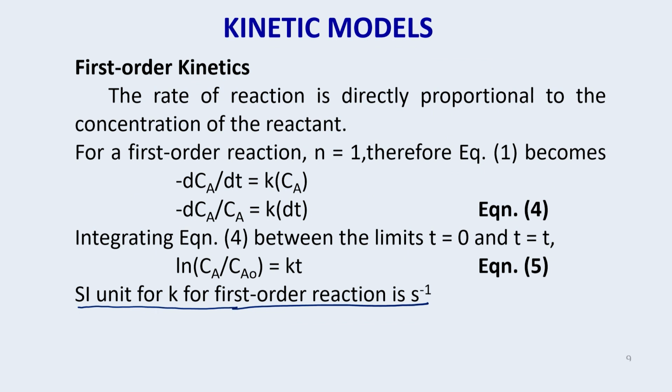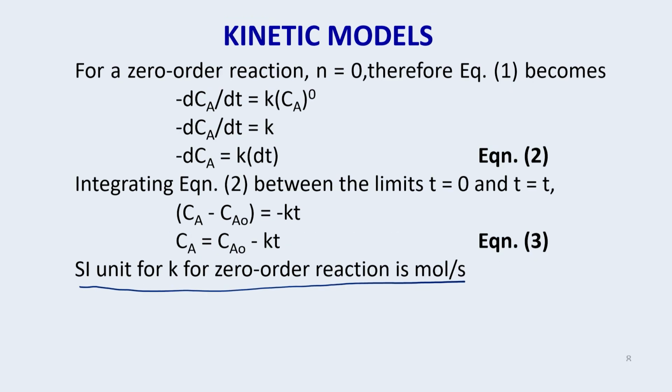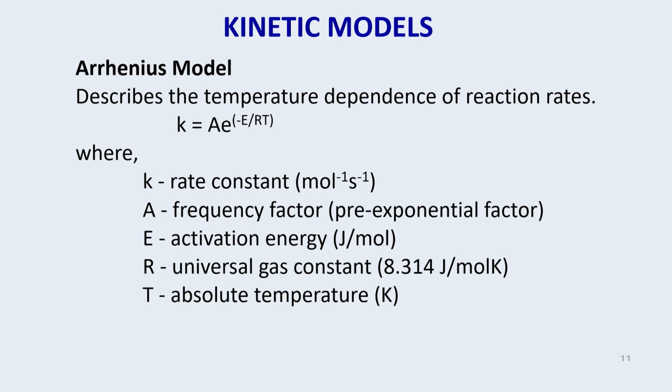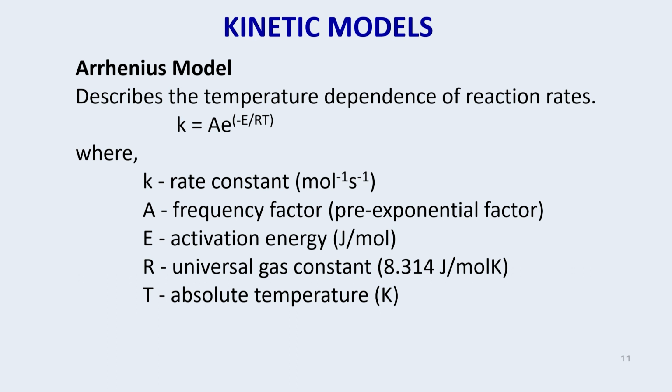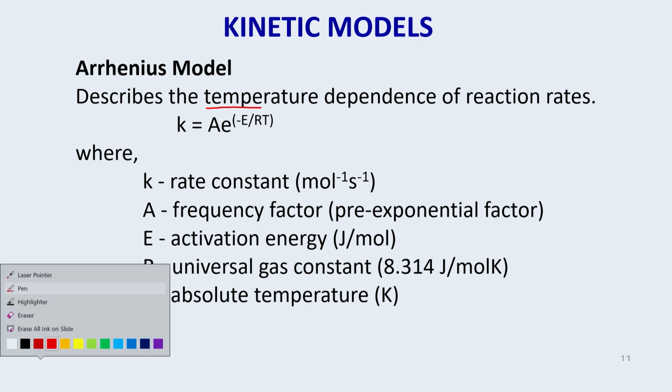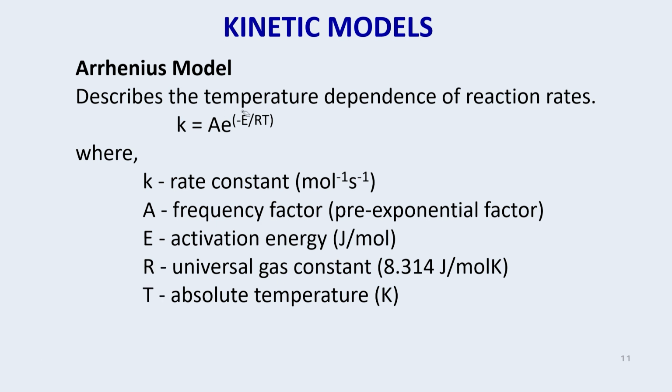So the SI unit for the rate constant k for a first order reaction is per second, whereas for zero order, it is moles per second. The third model, which comes under the kinetic model, is the Arrhenius model. It describes the temperature dependence of the reaction rate.